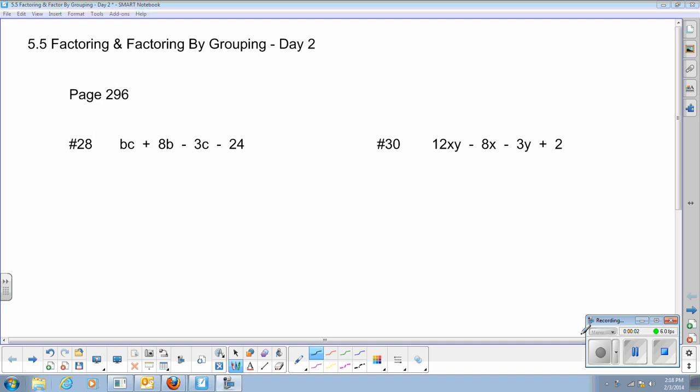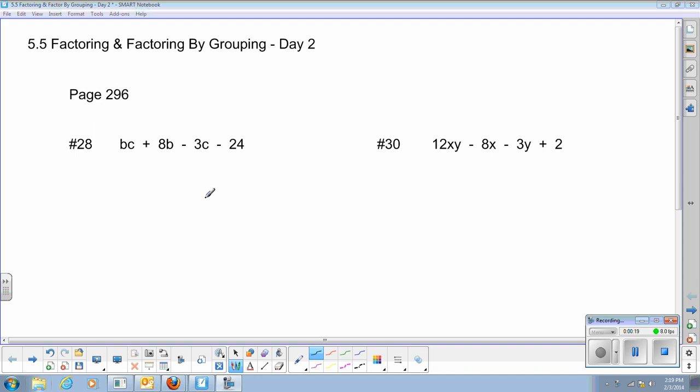Factoring and factoring by grouping, day 2. I just want to take very briefly here, go over problems 28 and 30 from page 296. Problems 28 and 30. 28 was not part of your assignment, 30 was.